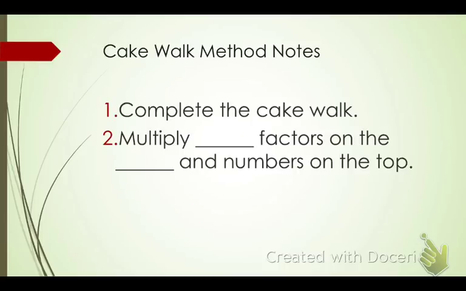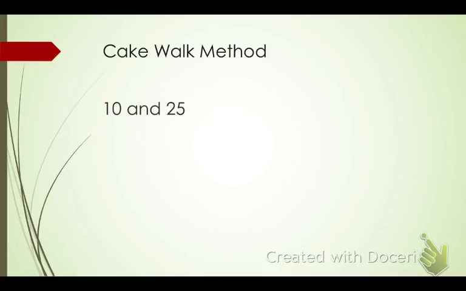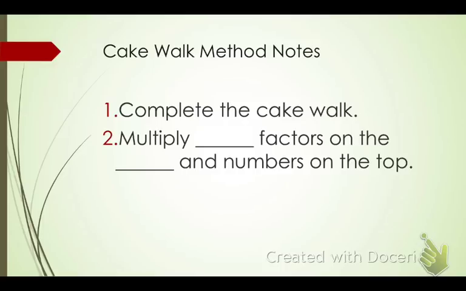The other method is using the cakewalk. So we use the cakewalk to find greatest common factor and simplifying fractions. So how do we do this? We complete the cakewalk just like we normally would, but we multiply all the factors on the side, or sides, and the numbers on the top. Okay, and you'll see what letter it makes as you multiply all those numbers.